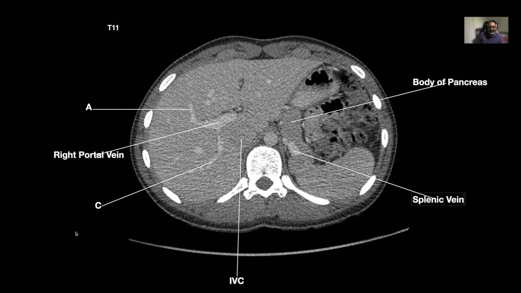Which one is the A? A is the anterior branch of the right portal vein, and C is the posterior branch of the right portal vein. All right, that's good. Okay, that's still pretty good. Okay, fantastic. And that's the abdominal aorta. Okay, let's keep going.